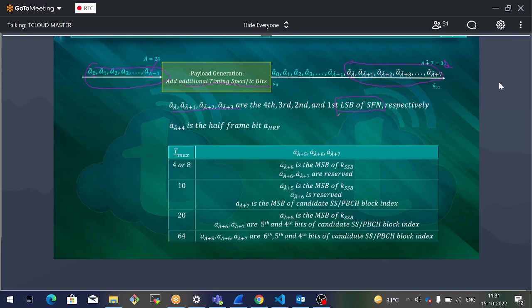But remember, this additional PBCH payload is bringing just 4 bits of SFN, not the entire SFN value, only the LSBs. The remaining half you will have to get somewhere else. From where you will get it, we will see. But it is getting the first 4 least significant bits from here. Okay, next.